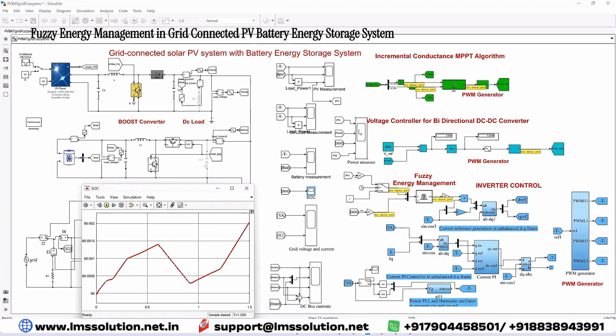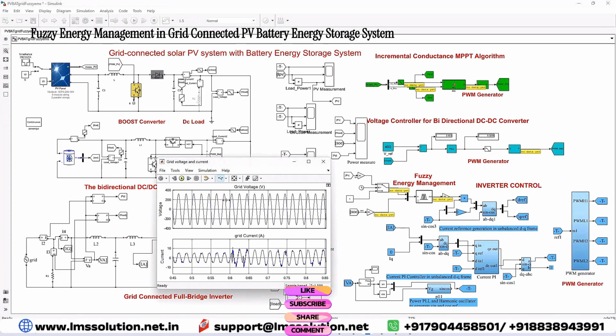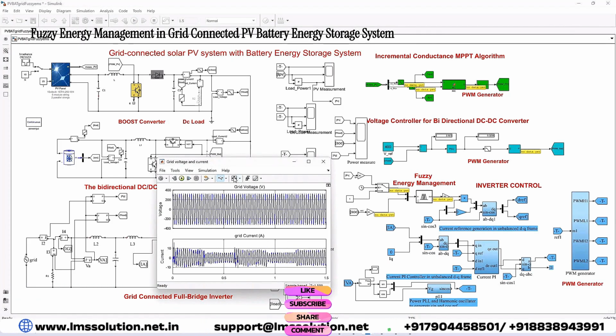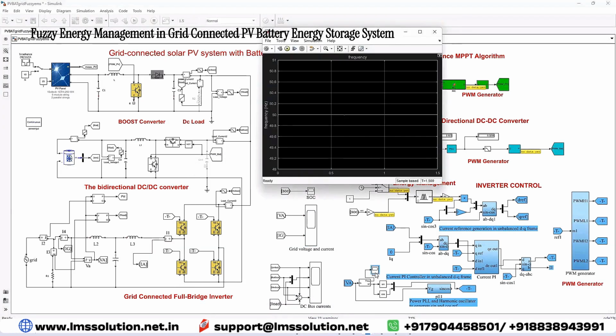And also here you will see that the grid voltage and the grid current are sinusoidal. Both are in phase with each other. So we are getting a sinusoidal current in the system. And also here you can check the frequency. The frequency is always maintained at 50.